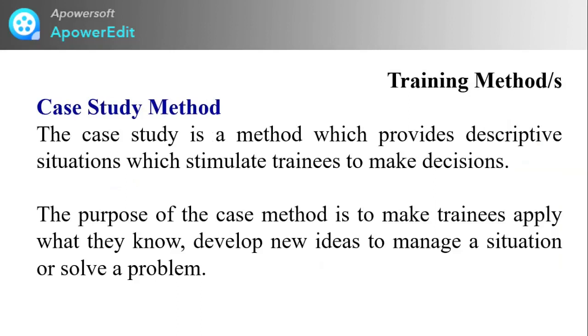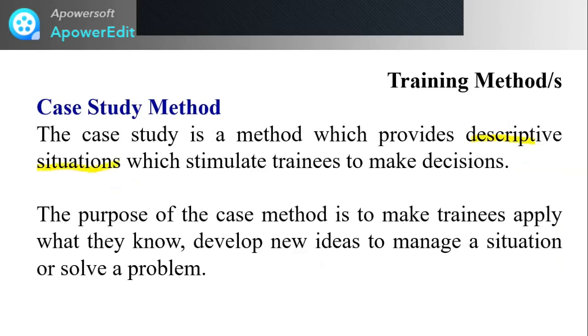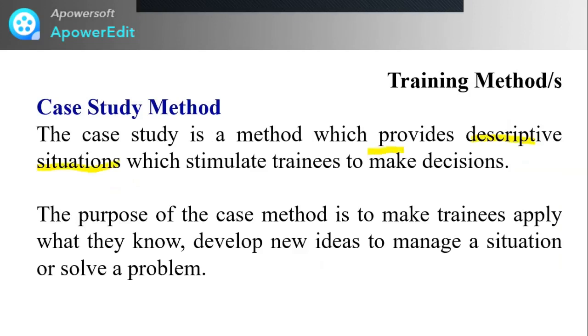The next method is case study method. I think it is familiar to you. The case study is a method which provides descriptive situations. We give the details, stimulate trainees to make decisions. Basically, we use case study method to develop the trainees' decision-making skill. The purpose of case method is to make trainees apply what they know, develop new ideas to manage a situation or solve a problem. Then case study method, usually under the university education, we refer to train the student, case study method.